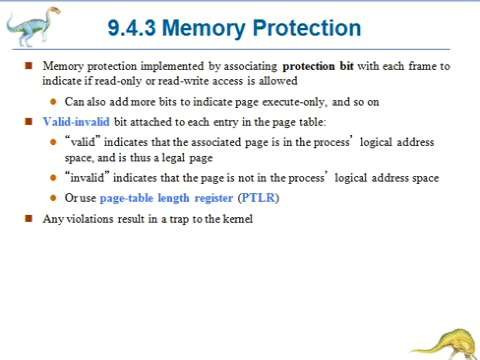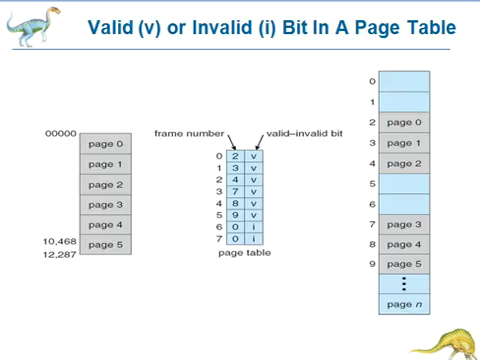Now we have a diagram here of the valid or invalid bit in a page table. Observe, all these are the addresses and the number of pages. In a system with a 14-bit address space, how many pages are there? Page 0, page 1, page 2, and so on, 6 pages are there, and in the page table we are representing all these pages. These are the frame numbers, and the pages that are valid are placed in a particular frame number.